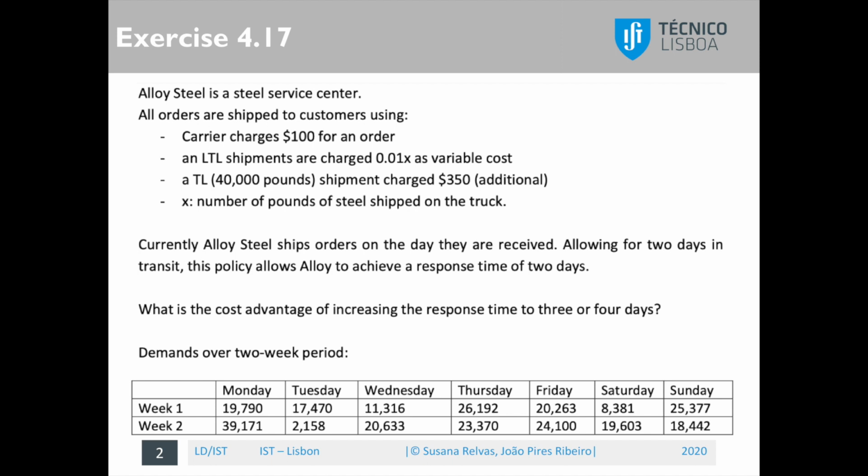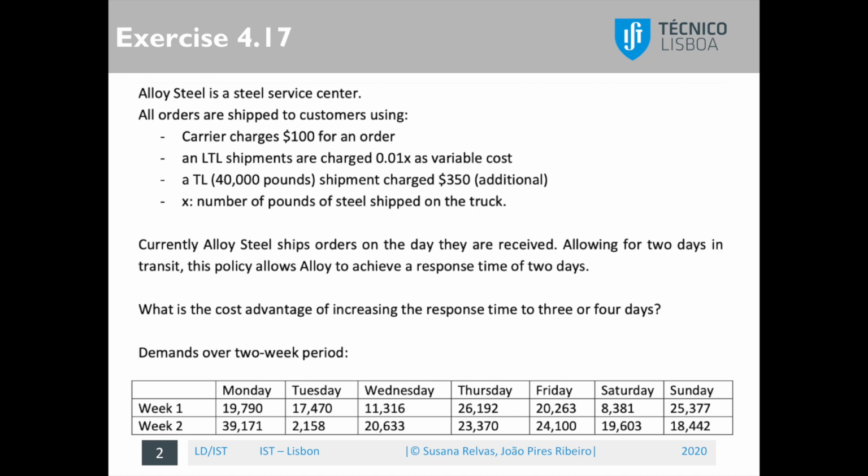If a less than full truckload costs 1 cent per unit and a full truckload is charged a fixed cost of 350, that means that we might gain an advantage by using it. Why? Because at 35,000 the variable cost is equal. Everything above that quantity is an opportunity for savings.